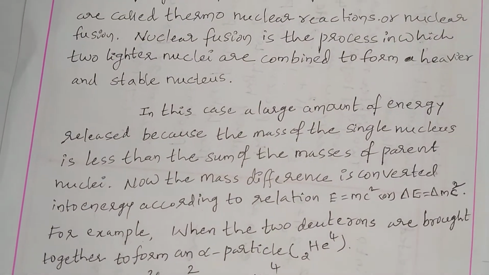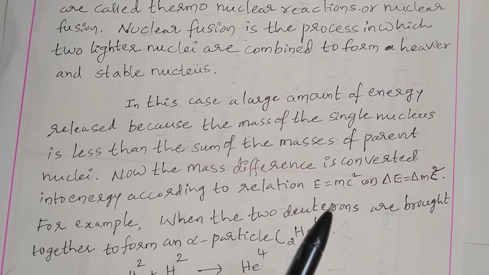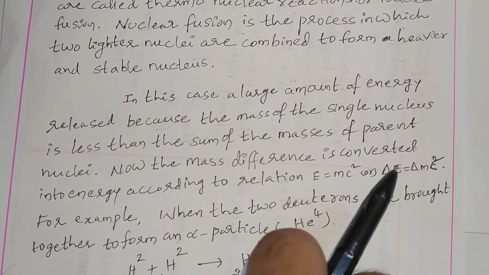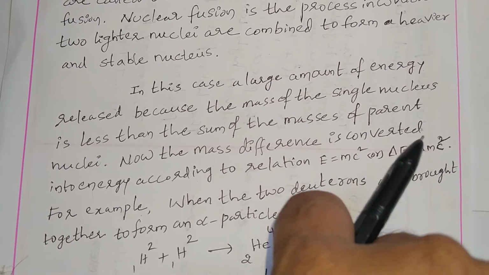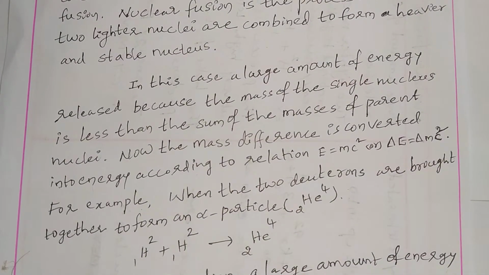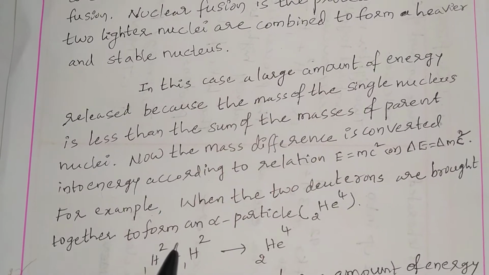So this mass difference, or mass defect, is converted into energy according to the Einstein relation, E is equal to mc square, or delta E is equal to delta m into c square. Delta m is the mass defect, that is, the mass difference between the single nucleus and the sum of the masses of the two deuterons.